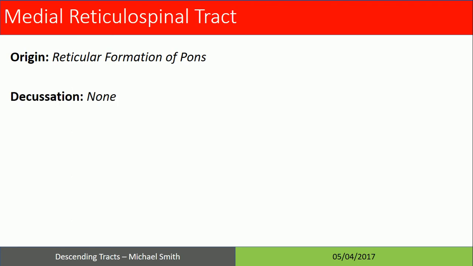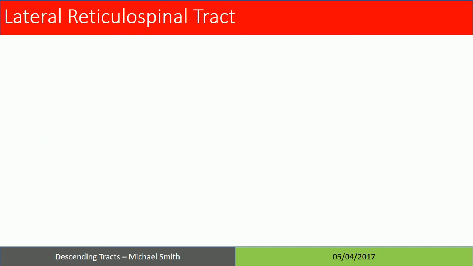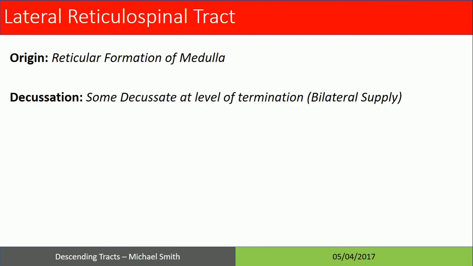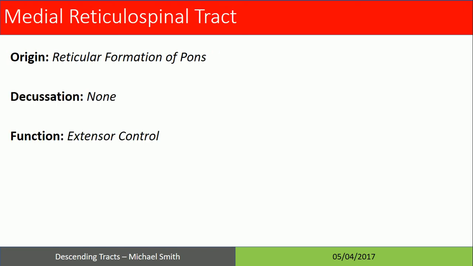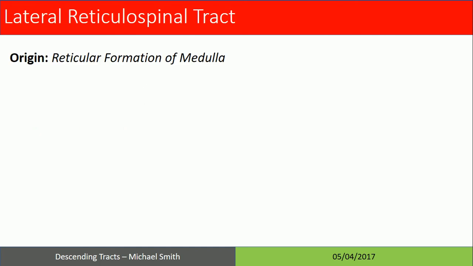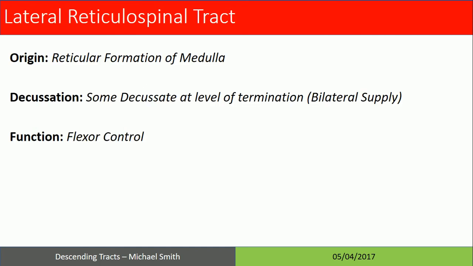The medial reticulospinal tract originates at the reticular formation in the pons and doesn't decussate, and it provides extensor control to our proximal muscles. Our lateral reticulospinal tract, on the other hand, starts in the medulla, and some will decussate at the level of termination, so this is a bilateral supply, whereas the previous one, the medial, doesn't decussate, so that was ipsilateral. So this is bilateral supply, and it provides flexor control to our proximal muscles.